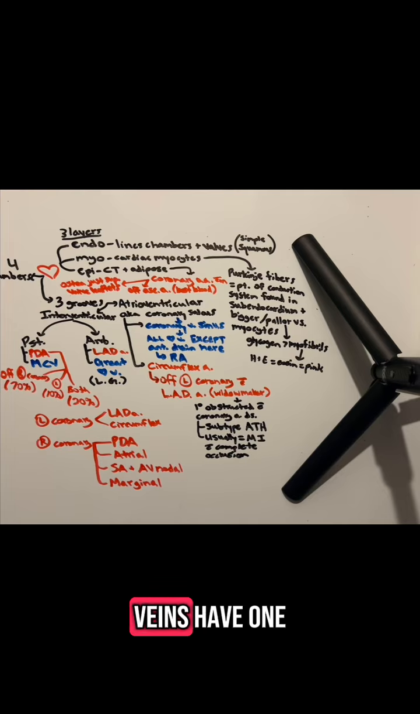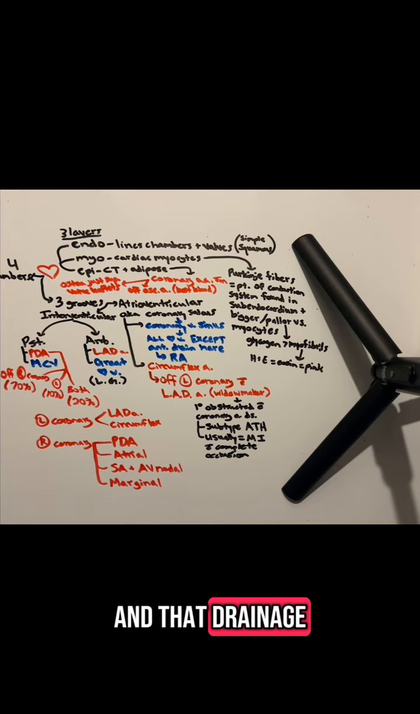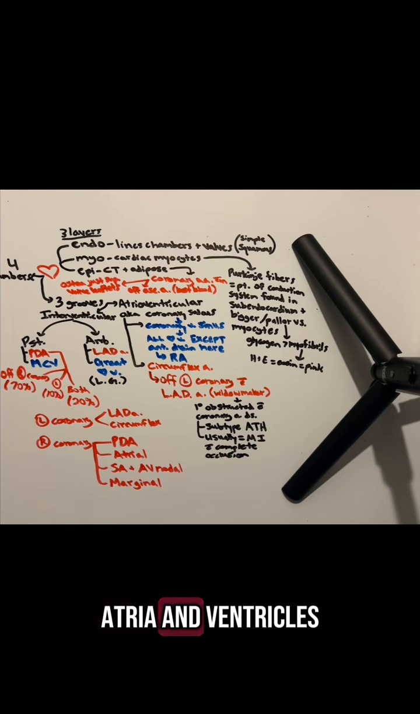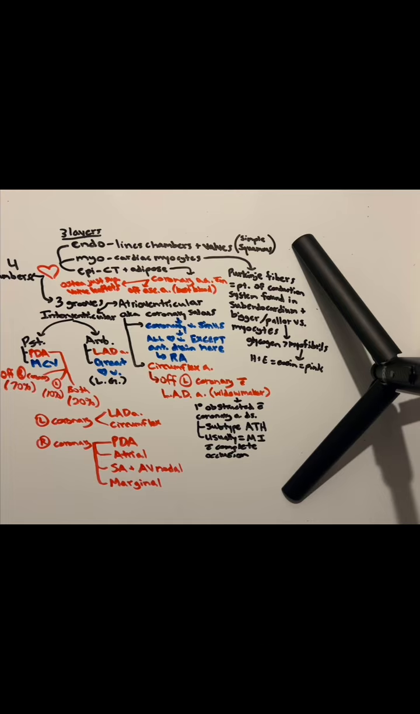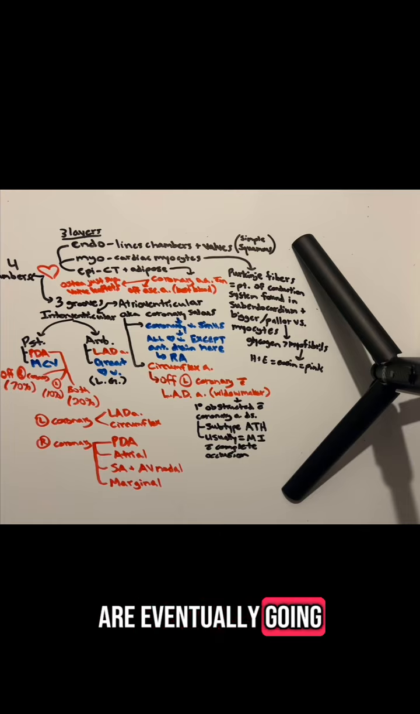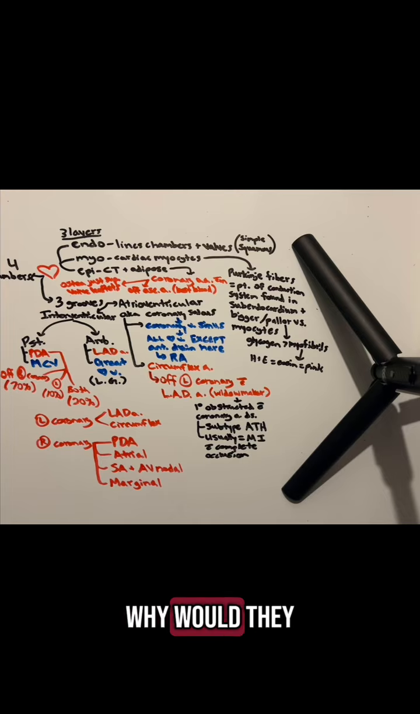So all cardiac veins have one main drainage point before that relays the blood into the right atrium, and that drainage point is the coronary venous sinus, and it's found on the posterior aspect of the heart in between the atria and ventricles, hence atrioventricular groove. And therefore, it makes sense as to why the anterior cardiac veins would not drain here, because if they are eventually going to make their way into the right atrium, why would they take a longer route to get there?